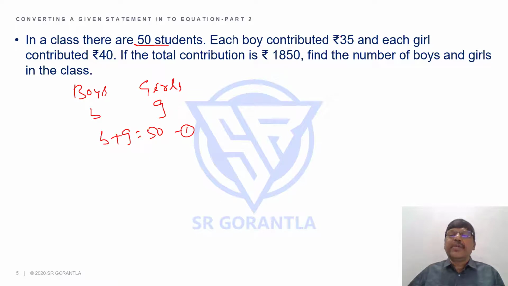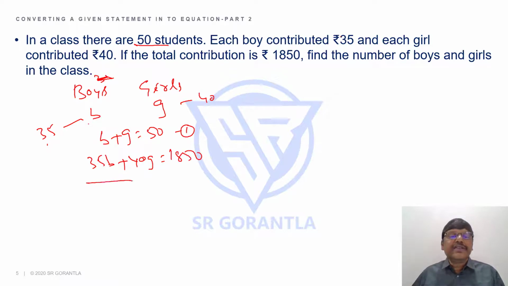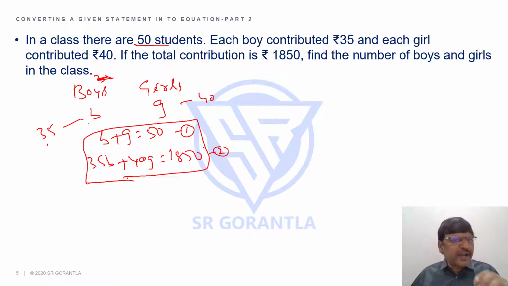Next, each boy contributed 35 rupees. Each girl contributed how much, please? 40 rupees, means what is the total contribution? 35B plus 40G equals 1850. You can solve these two equations to get B and G. I will not get into that. You know how to do it.